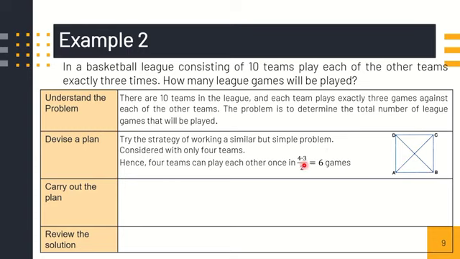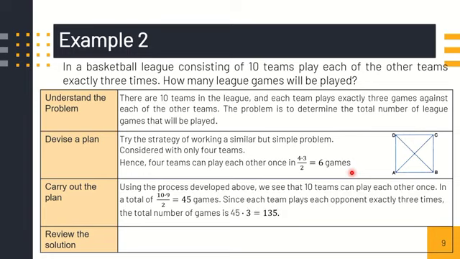So kanina, di ba, since may apat na team, then multiply it by 3, we have 12 games. Pero doon kasi duplicated na yung AB saka BA, isang game lang yon. So, therefore, we need to divide. So, 4 times 3, that is 12, divided by 2, that is equal to 6 games. So, may 6 lang na games dyan. Next.